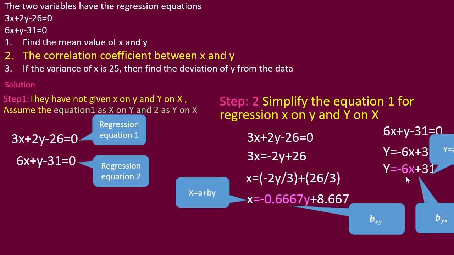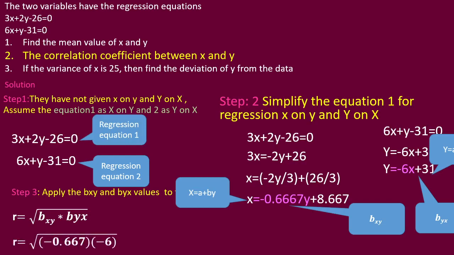So now we got the two regression coefficients bxy and byx. The next step is to apply the values of bxy and byx to the formula. Our formula for the correlation coefficient is the square root of bxy into byx. So let me apply the values.